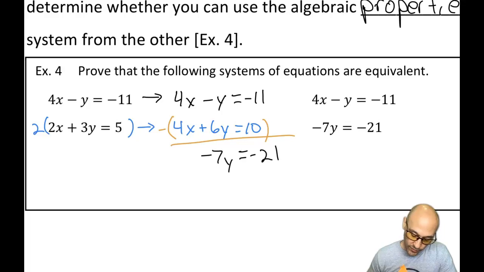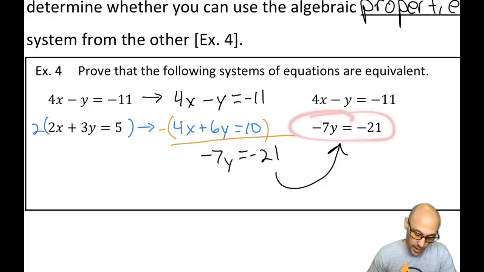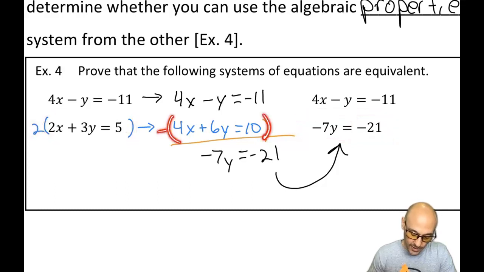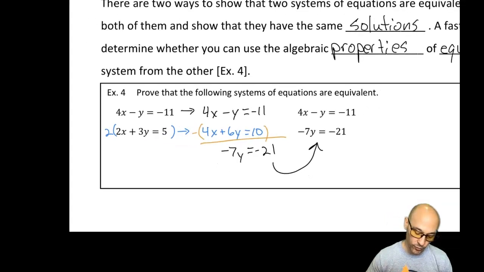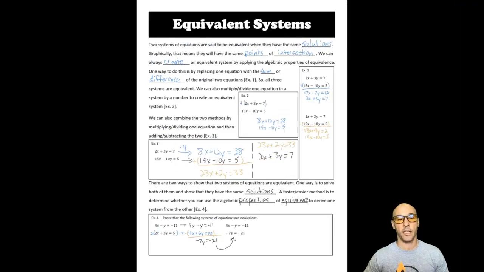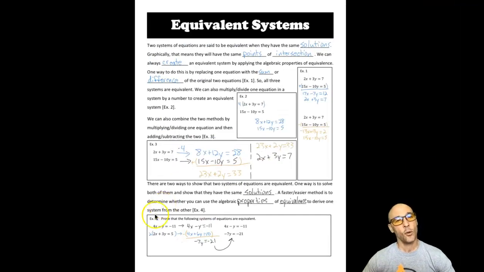And so what we've done is we have found a way to derive this second equation by multiplying the second equation from the first system by 2, and then subtracting that new equation from the original first equation, and we've derived it. So these are equivalent systems because we've used the properties of equivalence. All right, I hope that's helpful.